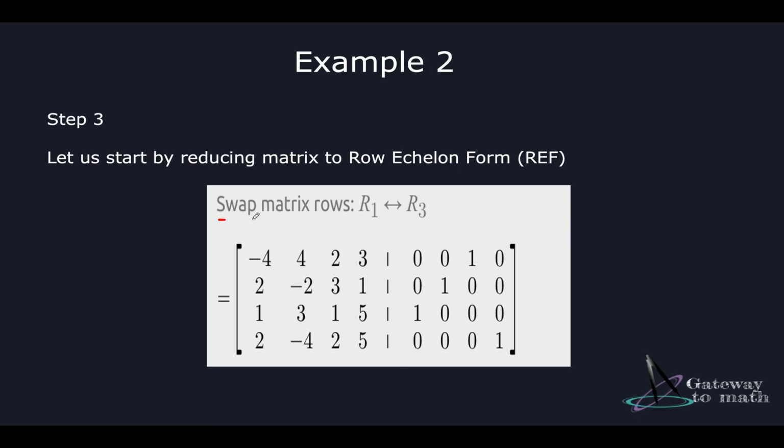Okay, so let's swap the matrix rows. We've swapped R1 and R3. So now the new augmented matrix that we have is minus 4 4 2 3 on the left hand side, 0 0 1 0 on the right hand side, and R3 becomes 1 3 1 5 on the left hand side and 1 0 0 0 on the right hand side.